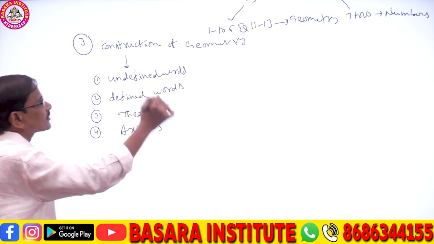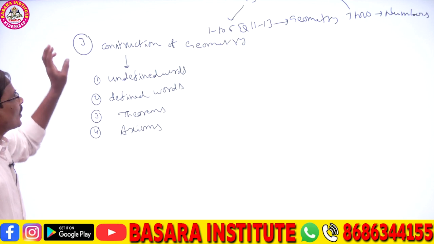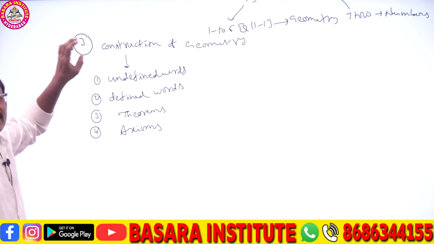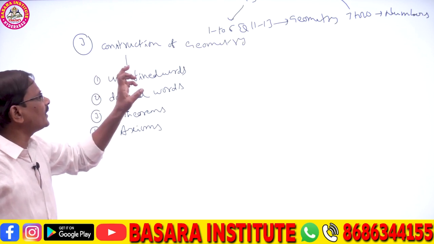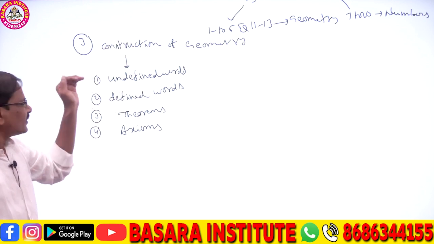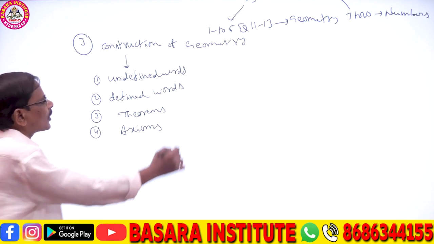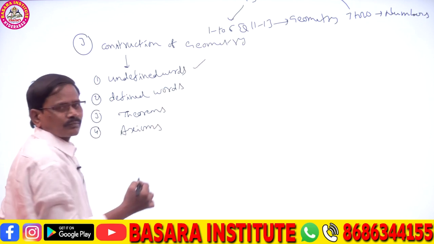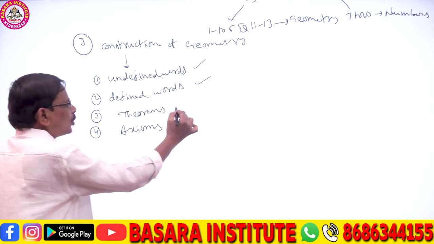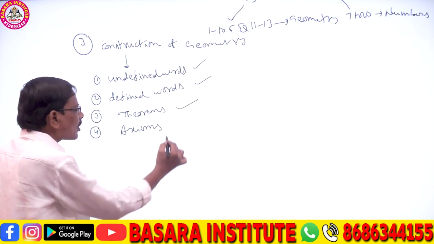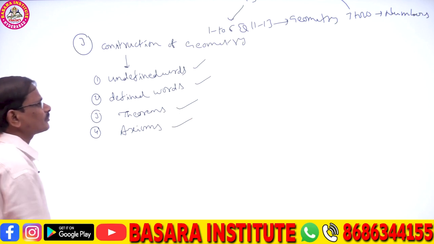So, to construct the geometry, there are a few main stages. The first one is undefined words. The second one is defined words. The third one is theorems. And the last one is axioms.